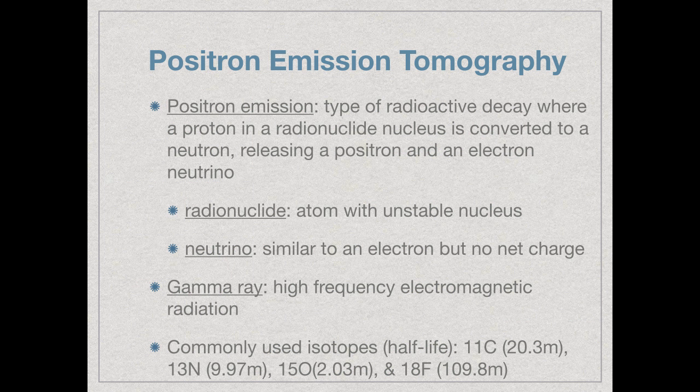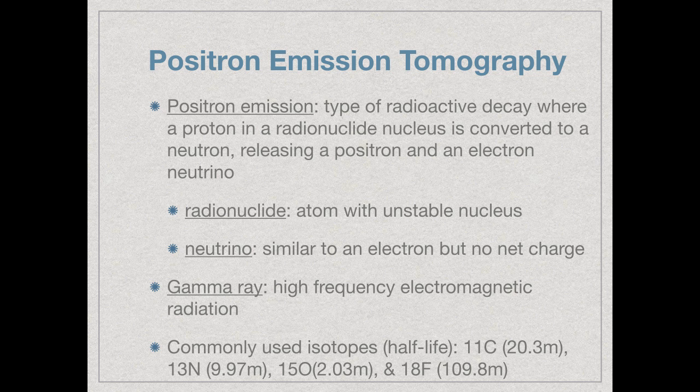So positron emission tomography is a type of radioactive decay where a proton in a radionuclide nucleus is converted to a neutron. It releases a positron and an electron neutrino. A radionuclide is an atom with an unstable nucleus. Neutrino is similar to an electron but with no net charge. These are gamma rays, and they are high frequency electromagnetic radiation, so they can penetrate pretty quickly.